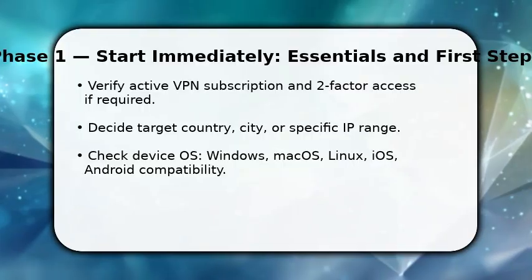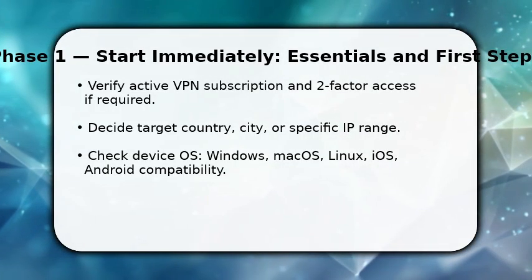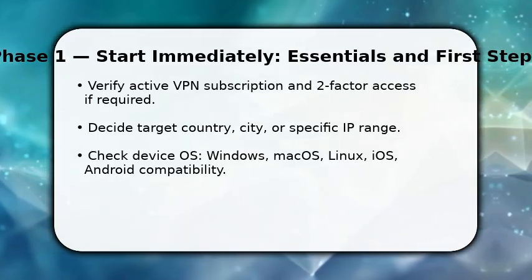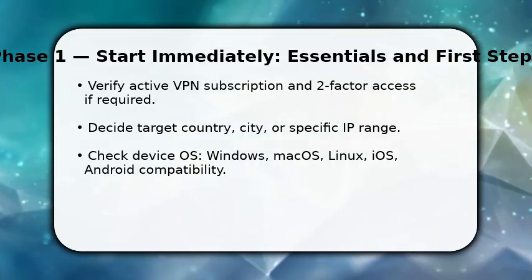You start by confirming prerequisites: an active VPN account, credentials, and the device you'll use. Next, pick the target location, country, city, or a dedicated IP, because exit location determines content and latency.